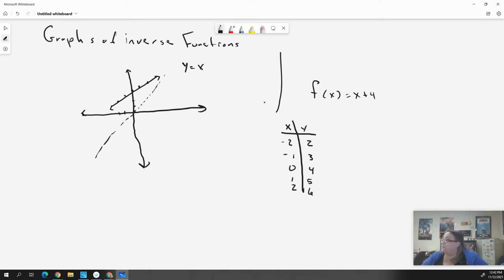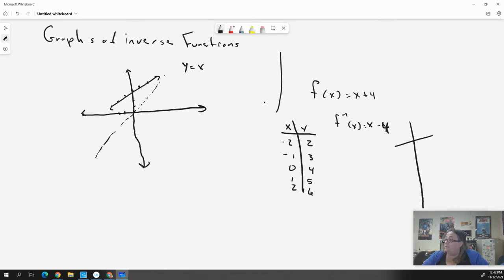I can also plot the points of x minus 4. Our inverse on this one we said was x minus 4. And we can plot those points as well. When we plot those points, if this is the inverse, these x and y values just switch. So this being the inverse, I don't even really need to plot the points.